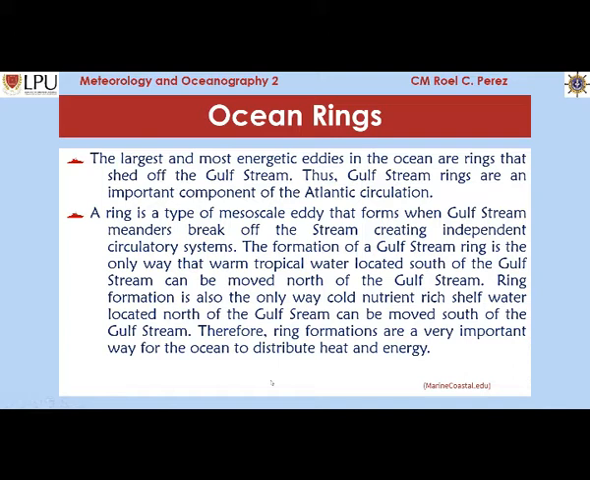Okay, next is the ocean ring or the ocean rings. The largest and more energetic eddies in the ocean are rings that shed off the Gulf Stream.